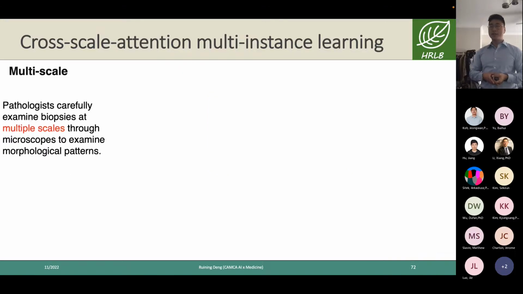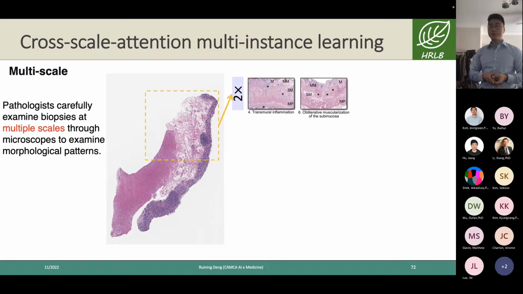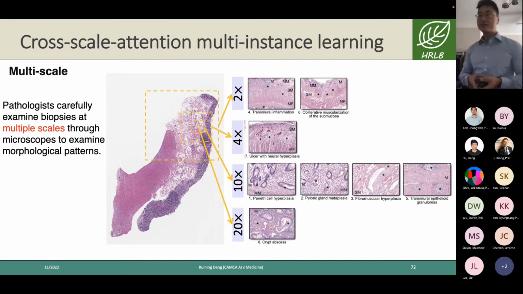Previously, we know that if we want to make a final decision of disease diagnosis, we need to look at the different tissue types at different resolutions.